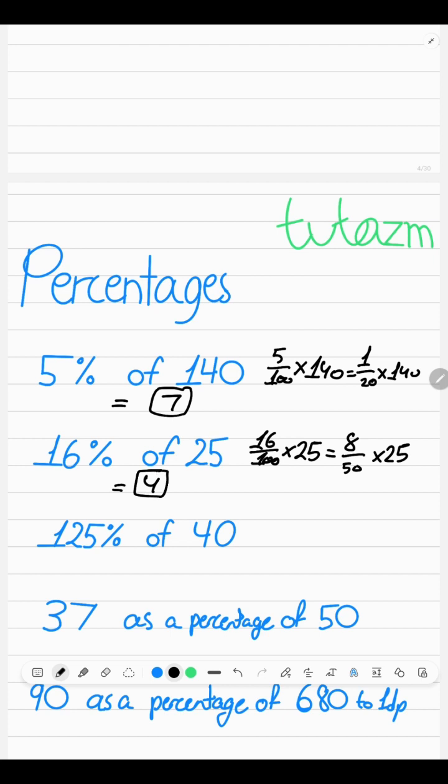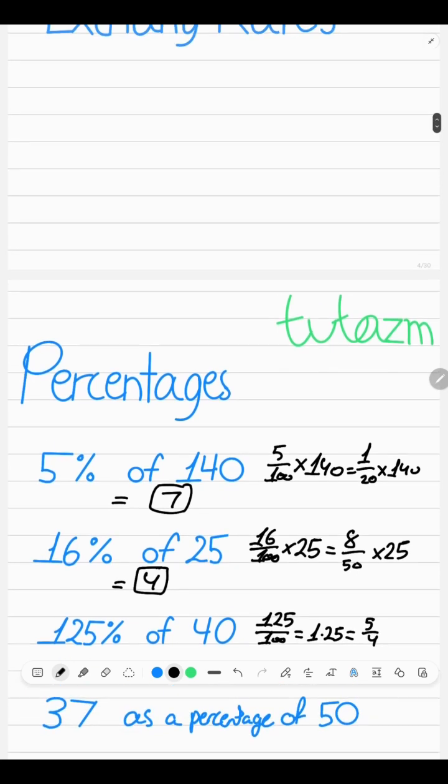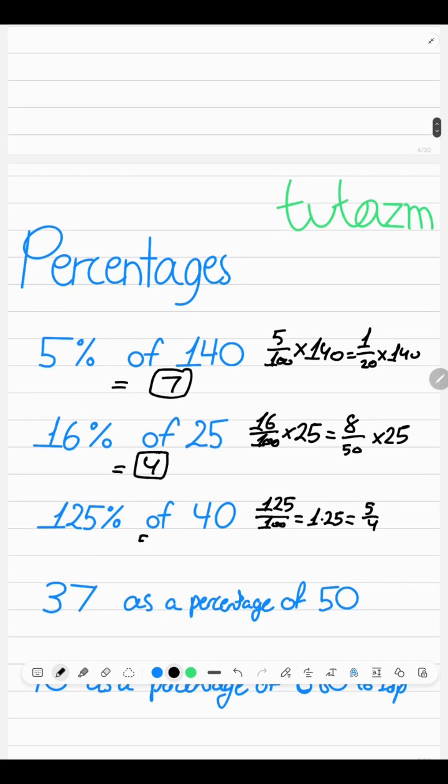125% of 40. We would just do what we've been doing in the last two examples, so it would just be 125 over 100, which is 1.25, or 5 over 4, and then we can multiply 5 over 4 by 40 to give us 50 as our final answer.